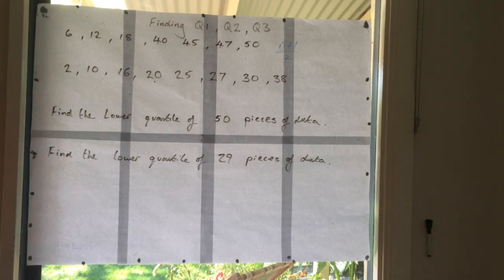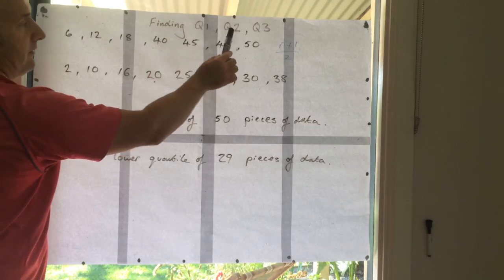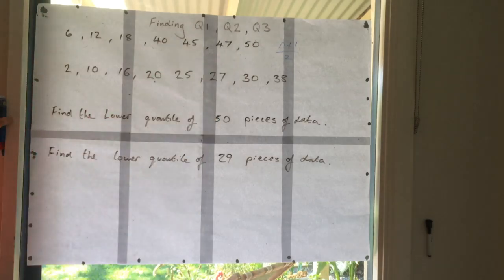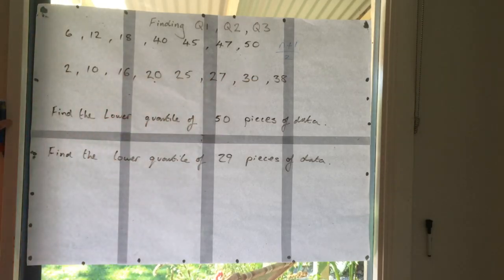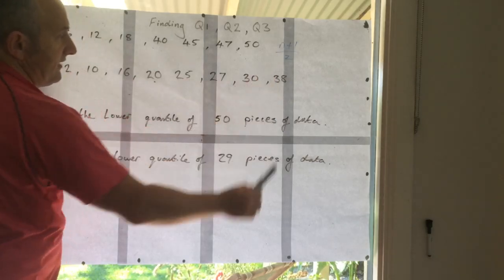So what we're going to do is find the lower quartile, the median and the upper quartile. One of the things we have to bear in mind is that all the data has already been laid out for us in ascending order. Usually it's not. You have to put it in ascending order first. So we've got 7 bits of data.